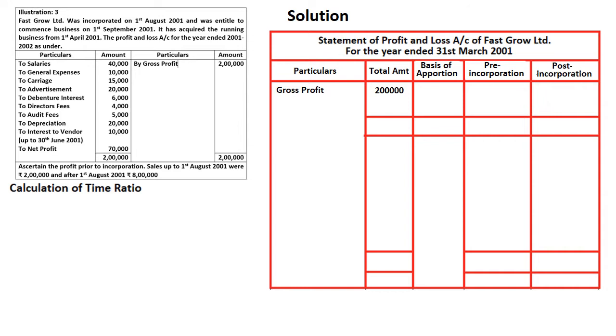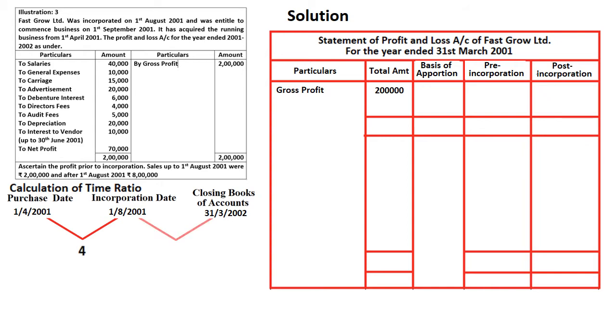So calculation of time ratio. How to calculate time ratio? So purchase date, incorporation date and closing of books of accounts date. What is the purchase date? 1st April 2001, and incorporation date is 1st August 2001, and we are closing the books of accounts on 31st March 2002. Then what is the duration of 1st April to 31st August? That is 4 months, and post incorporation is 8 months. Therefore the ratio would be 1:2, that is 4:8, 1:2. This is our time ratio. Clear?